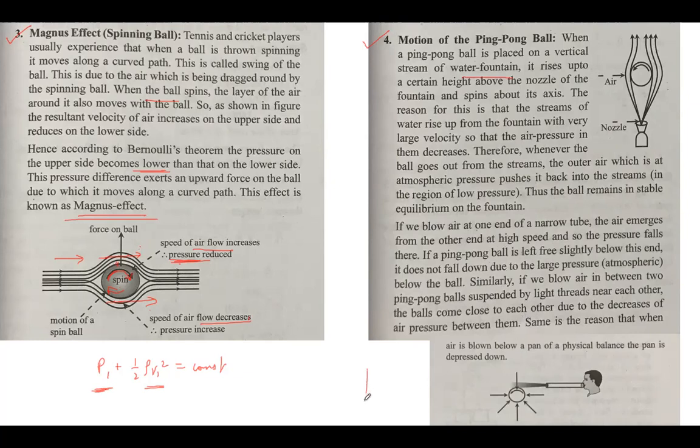So if we have two ping pong balls and we blow air in between them, the velocity of the air is higher and hence pressure is lesser. Because pressure is lesser, the balls will move closer to each other. Same is the reason that when air is blown between the pans of a physical balance, the pan is depressed down.